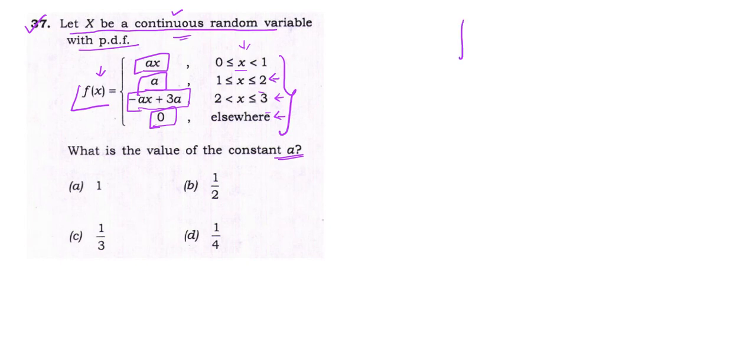Integration of what? Integration of the PDF, which is fx over here, and the limits will be x and dx. As you know, this is a continuous random variable with a PDF fx, so this should be equal to 1. This is always equal to 1, and since this is continuous we are using integration, fx dx is equal to always 1.